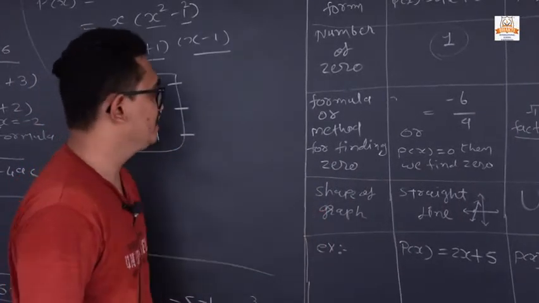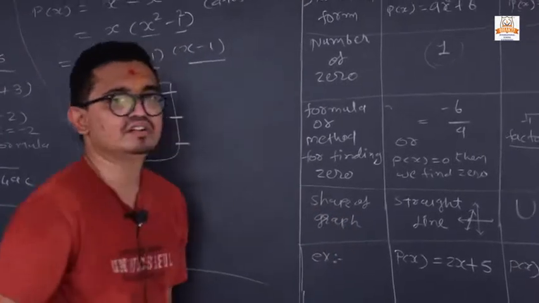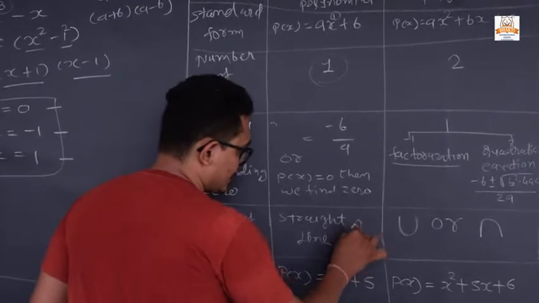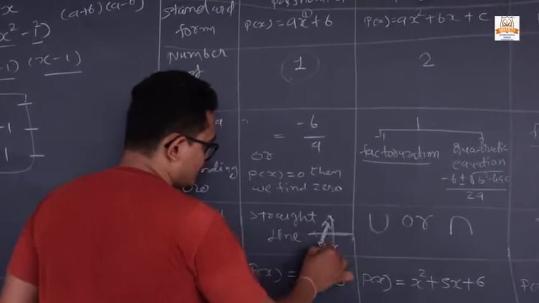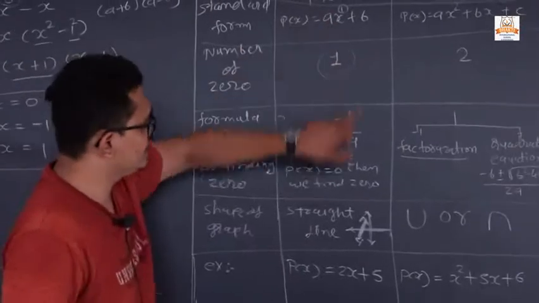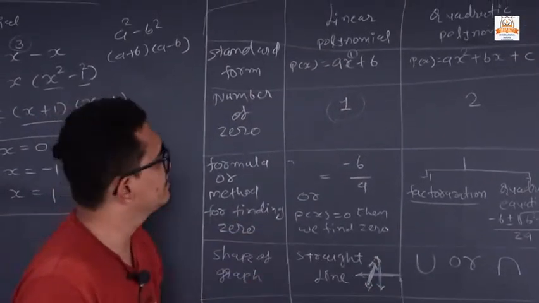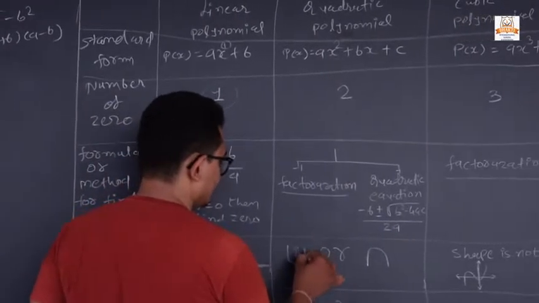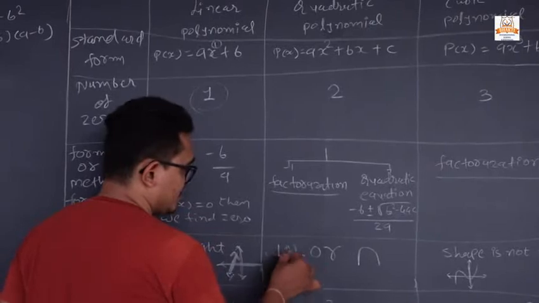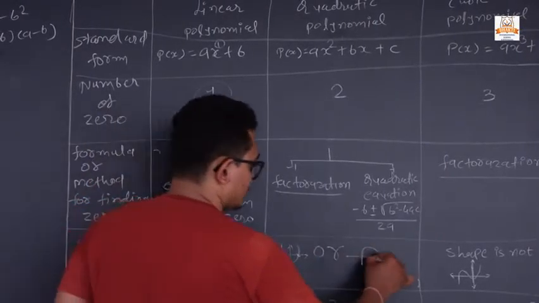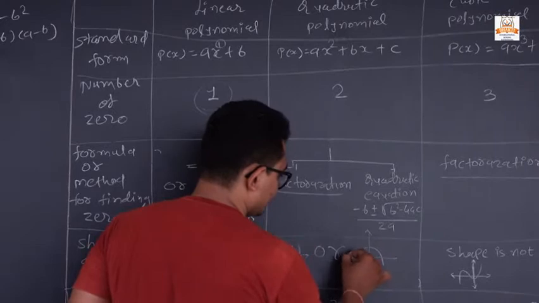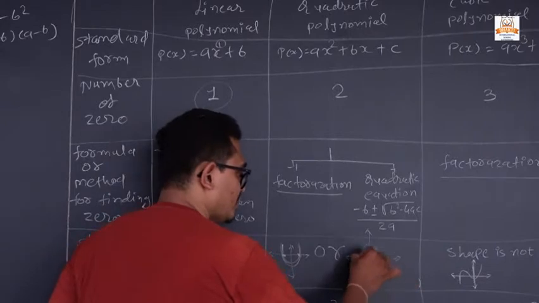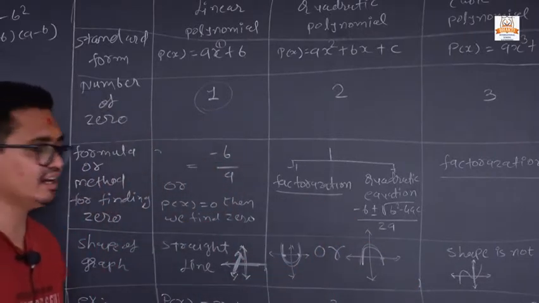Now next, shape of a graph. For a linear polynomial it is always a straight line, because if we draw the graph of a linear polynomial, it is always a straight line. If it is quadratic, it has a shape like this, cutting the x-axis 2 times, or a shape like that. It is a U shape, either an upward or a downward U. Clear?